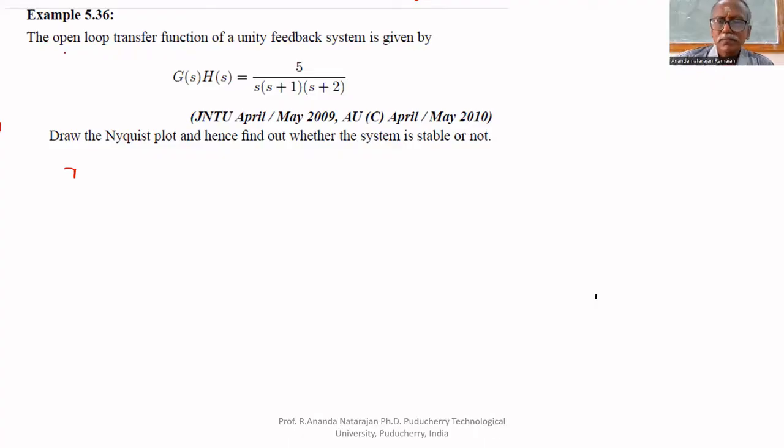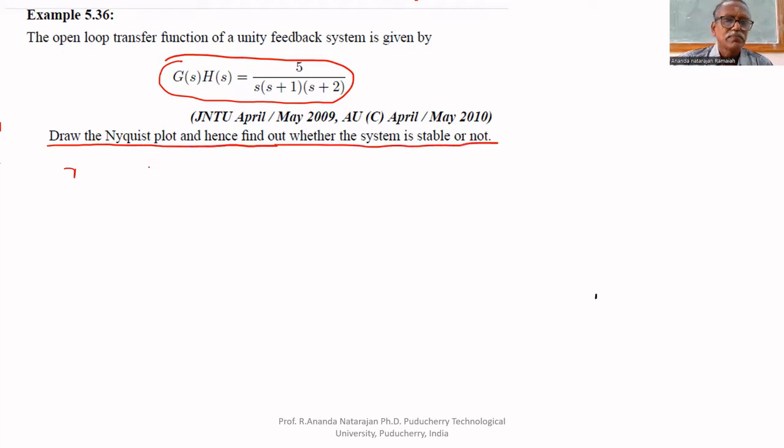Today, let us see some more sums on Nyquist stability criterion. The open loop transfer function of a unity feedback system is given by G(s)H(s) = 5 upon s(s+1)(s+2). Draw the Nyquist plot and hence find out whether the system is stable or not.